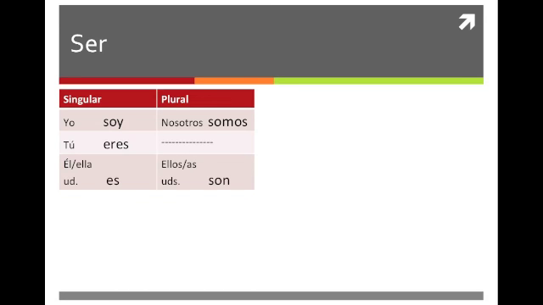Welcome back. I just want to show you the chart. Yo soy. Now, a lot of students get this mixed up and they think that yo and soy are together always, all the time. No, soy all by itself means I am. Yo all by itself means I. So yo soy does mean I am, but soy all by itself also does mean I. That's the way that all of these words work. Soy, eres, es, somos, and son.